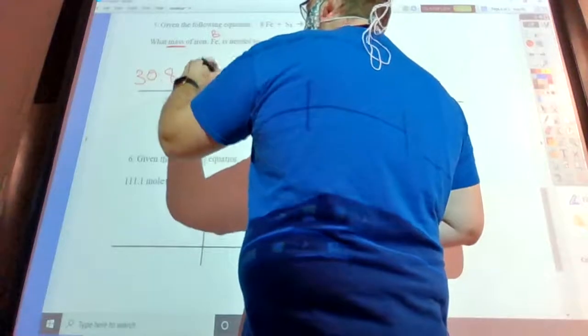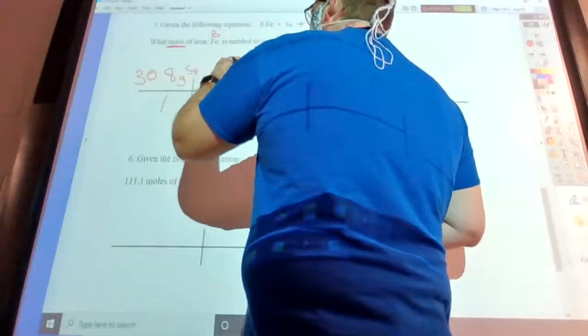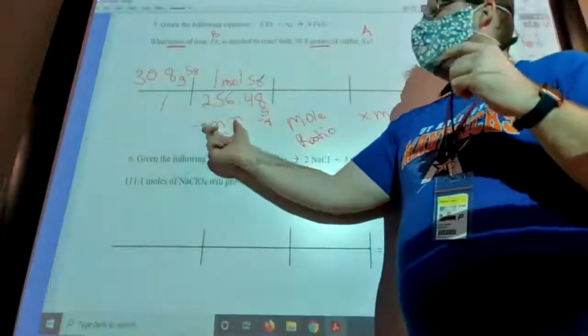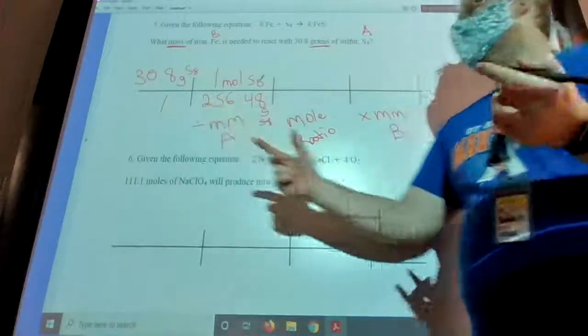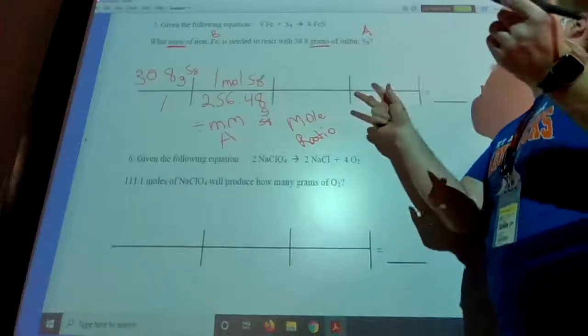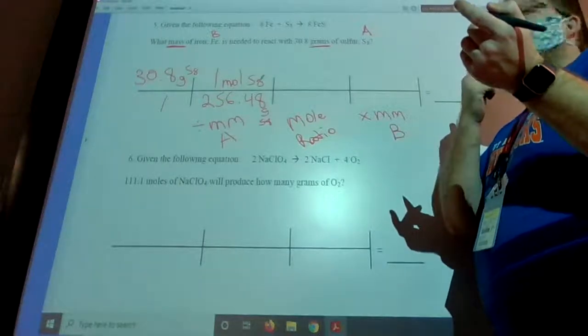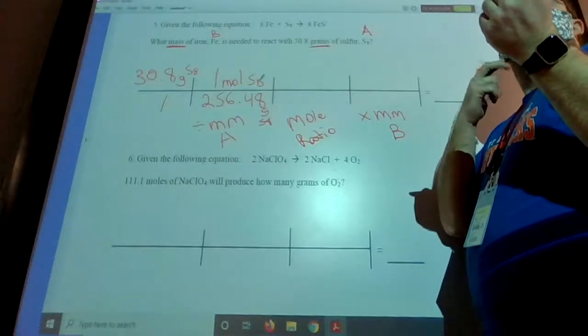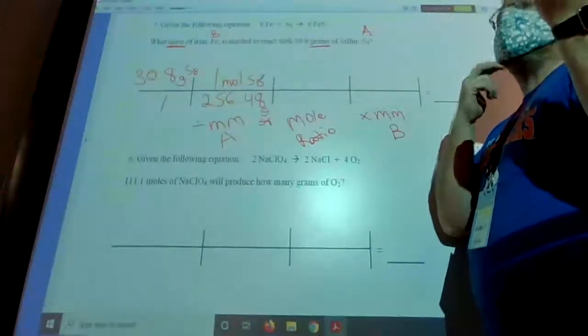And that is grams of S8, and that's going to be under 1 mole of S8. So that's dividing by my molar mass. I put it on bottom because I'm dividing. Now I need my mole ratio. What are the numbers in my mole ratio going to be? 8 over 1. 8 over 1 is the correct one.